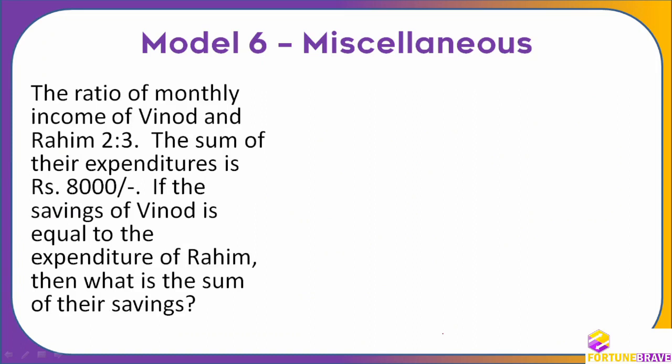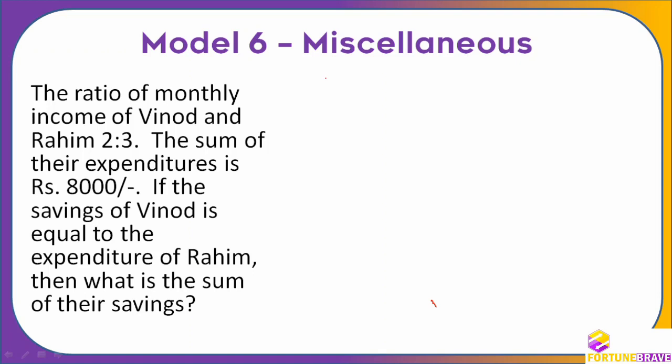The ratio of monthly income of Vinod and Rahim is 2:3. The sum of their expenditures is 8,000. If the savings of Vinod is equal to the expenditure of Rahim, then what is the sum of their savings? Okay, so this is again a little bit of understanding required.